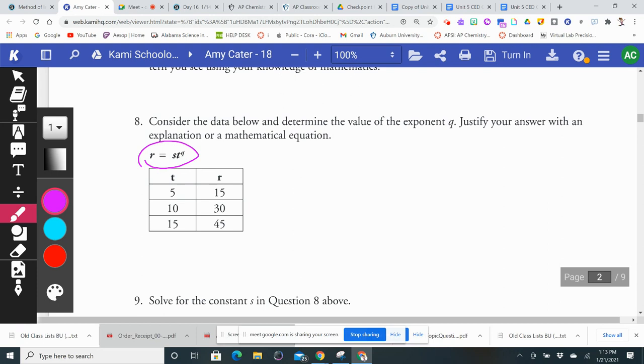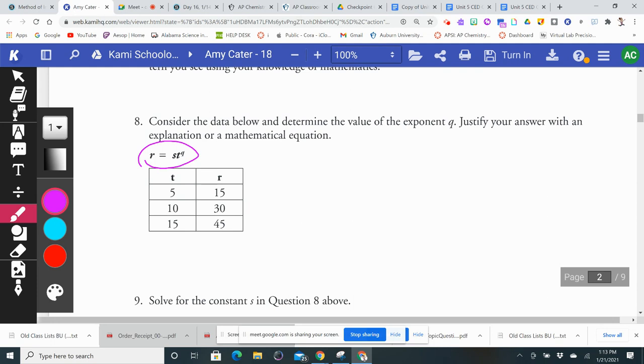Consider the data below and determine the value of the exponent Q. Oh, no, I'm sorry, I read that wrong. Justify your answer with an explanation of it. So, what's Q? That's what you guys are doing. It looks like it is going to be the same number every time, because it just says determine the value.